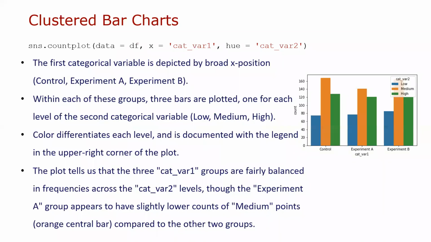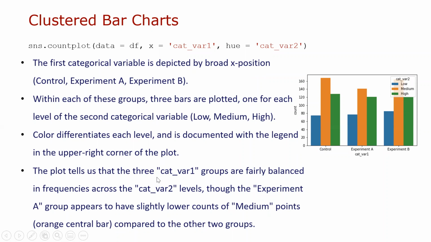Okay, that's how. So the first categorical variable is indicated by the broad x-axis: control, experiment A and experiment B. Within each group, and this is important, there are 3 bars plotted, 1 for each level of the second categorical variable, which is low, medium, and high. Color differentiates each level and is documented with the legend. And this is the legend here that we have.